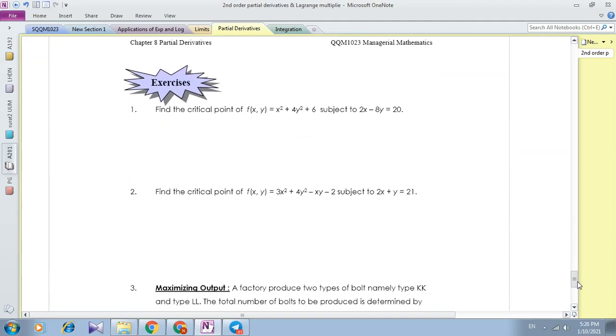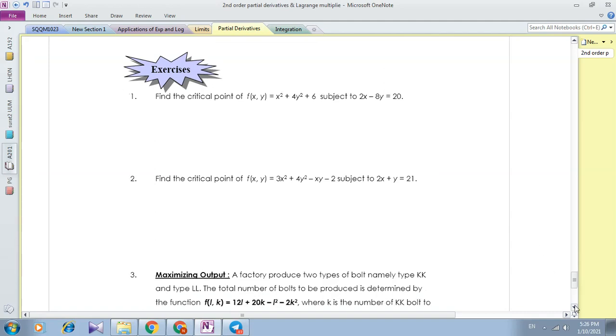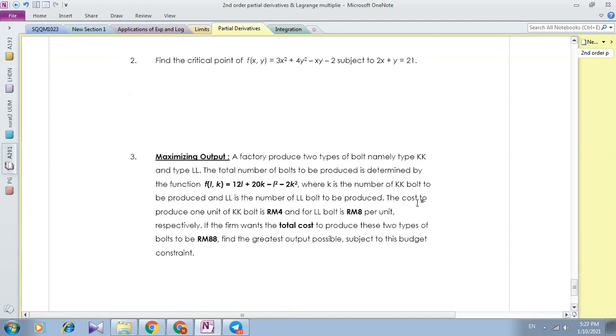Now you should be able to do the exercise questions. Please do these two questions by following the steps, one by one. Step one, step two, you simply follow the steps, and you should be able to find the critical point. As for the maximizing output example, I think I will explain it in another video. All right, thank you so much.